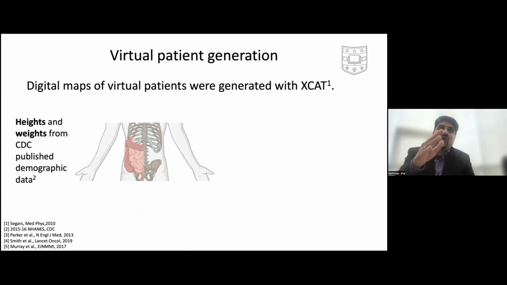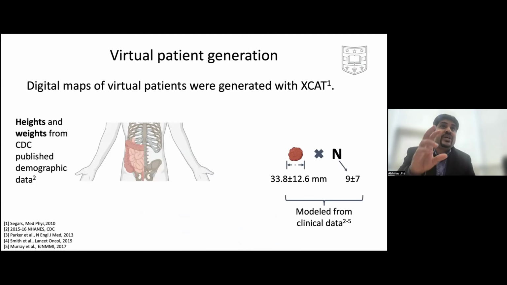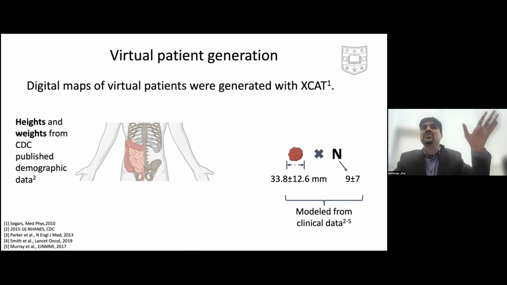And here I'd like to point out, it's a virtual setting, right? So there are things that you can model and there are things that you cannot model. In our study, we were able to model things such as height and weight of the patients. We obtained this from CDC data. The Center for Disease Control in the US publishes demographic data for the height and weight of patients within a certain range. We were able to obtain a distribution of lesion diameters. These were radium-223 based studies, and there were clinical data available which told us the size of the lesions.